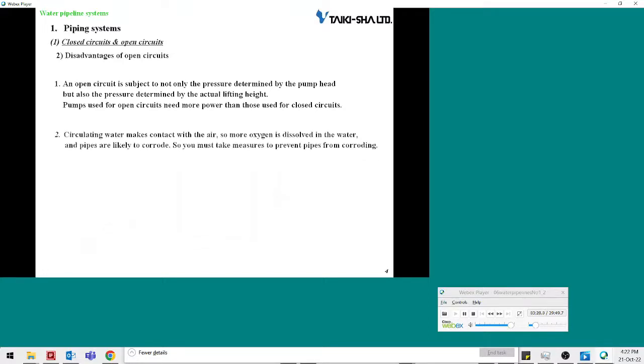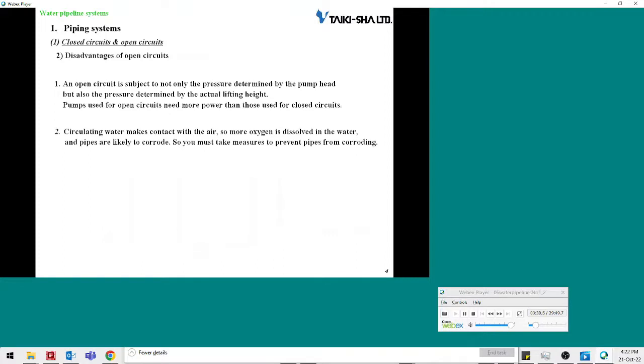2. Circulating water makes contact with the air, so more oxygen is dissolved in the water, and pipes are likely to corrode. So you must take measures to prevent pipes from corroding. 3. An open circuit can be contaminated from the opening. Before you use an open-type heat storage tank, you should thoroughly confirm the effectiveness of the tank. In addition, you must make efforts to reduce the pumping power as much as possible.